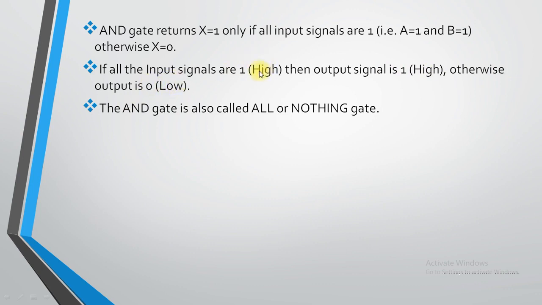So in the language of high and low also, you can write the following point. You can see that the AND gate produces output when all the input signals are high. So this particular gate is also called the all or nothing gate.